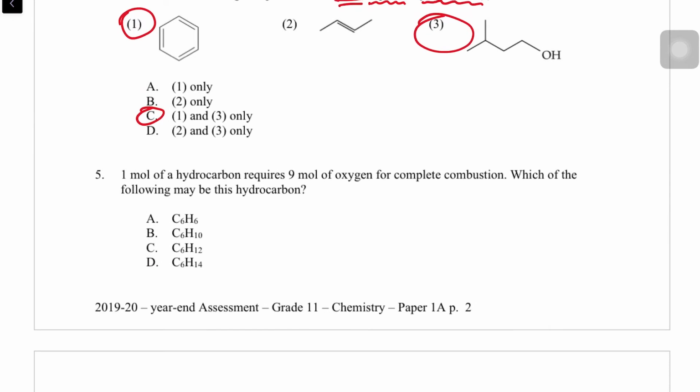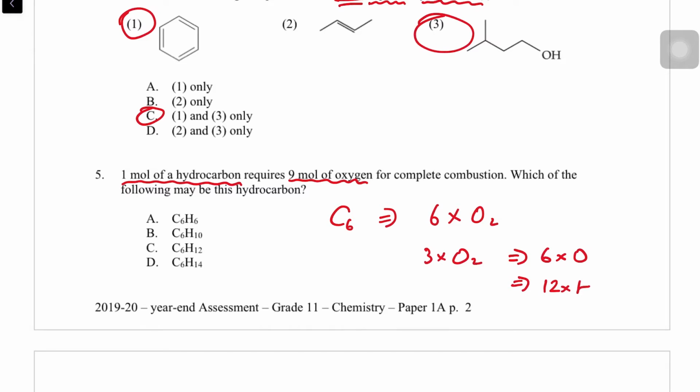Question 5. First, 1 mole of hydrocarbon requires 6 moles of oxygen. So here, A, B, C, D, all of them are C6. That means we need 6 oxygen, right? And if you need 3 more moles of oxygen, that means you get 6 oxygen atoms, or you can say we need 12 hydrogen for the formation of water. So the answer should be C.